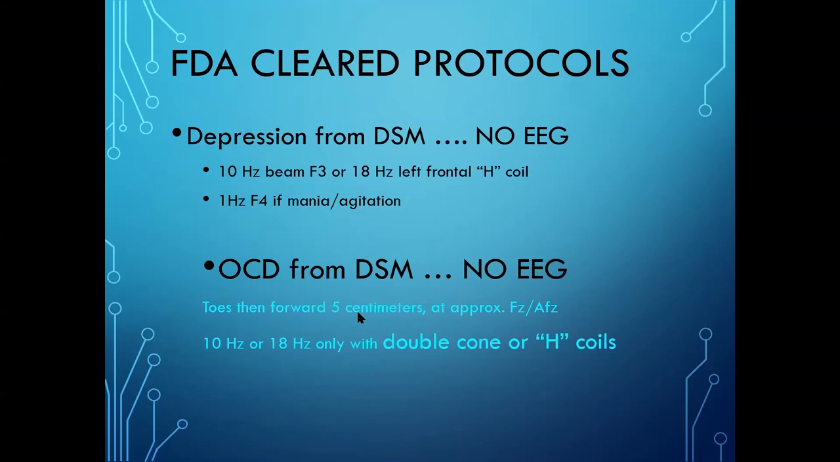And the OCD approved approach basically does 10 hertz or 18 hertz to excite the anterior cingulate. Well, we know because we've looked with EEG, not everybody has alpha or theta failure modes up front. You might have a beta failure mode in OCD. And if you do, this is a real mistake. You're going to excite something that's hyperexcitable. So if you actually look before you leap and you look with the EEG, instead of being blinded like the FDA cleared protocols, which are symptom driven from the DSM.